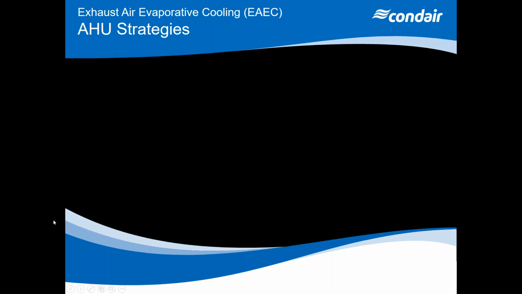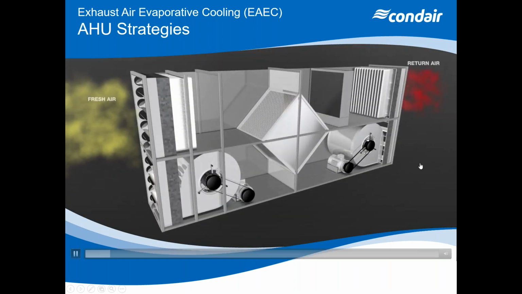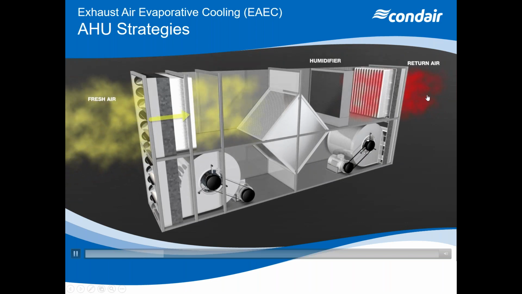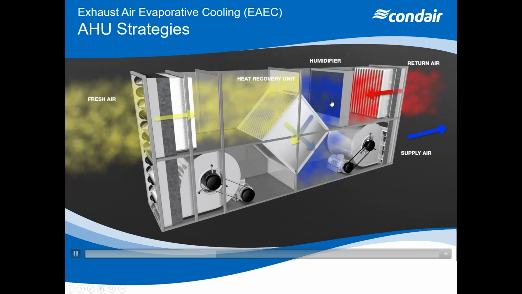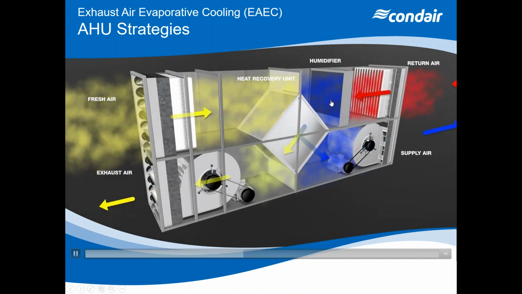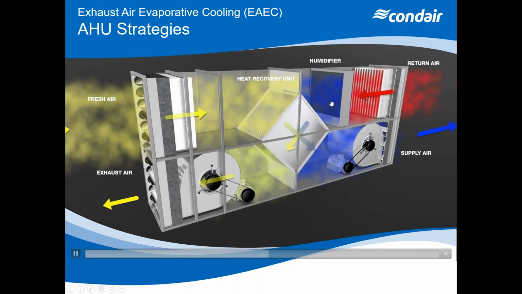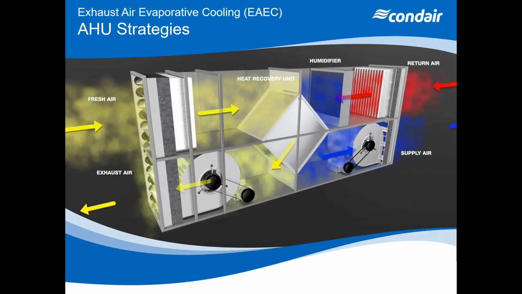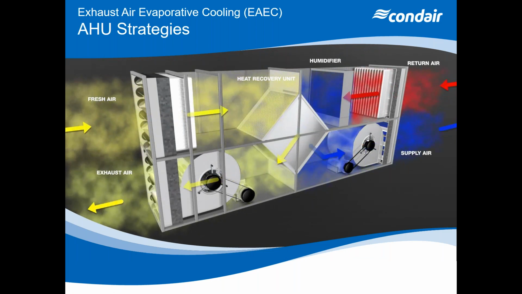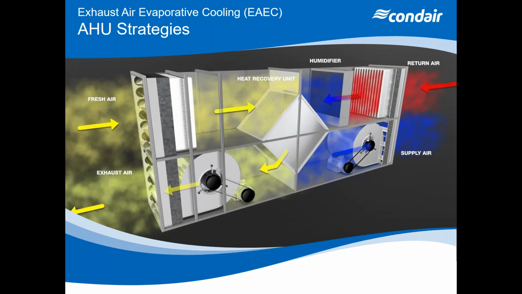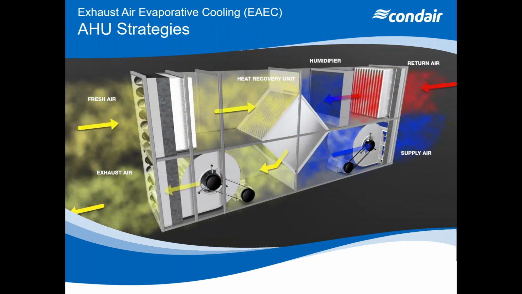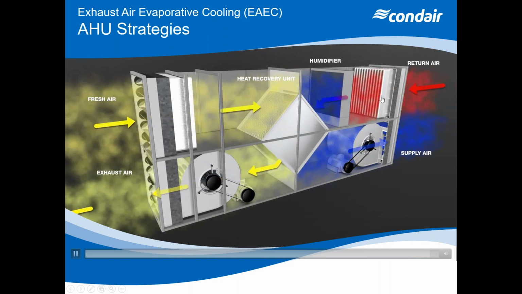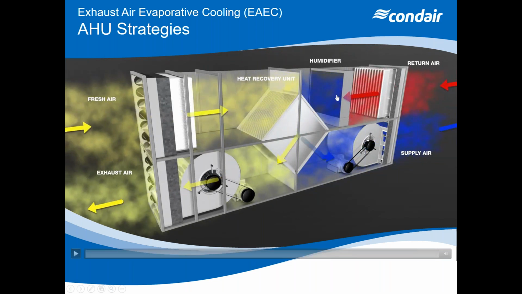So to do that, we have return air coming from the space, through a filter, and then we put that return air through a humidifier or evaporative cooler. And again, we evaporate moisture into the air, increasing the relative humidity, increasing the moisture content, but decreasing the dry bulb temperature. We then put that over our heat exchanger.